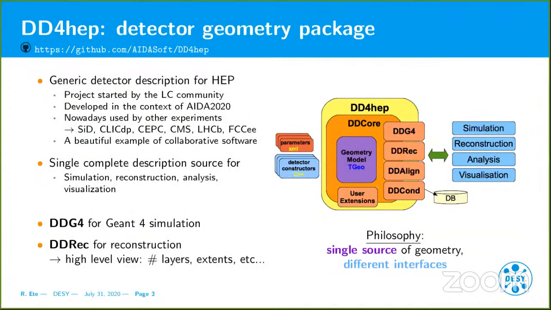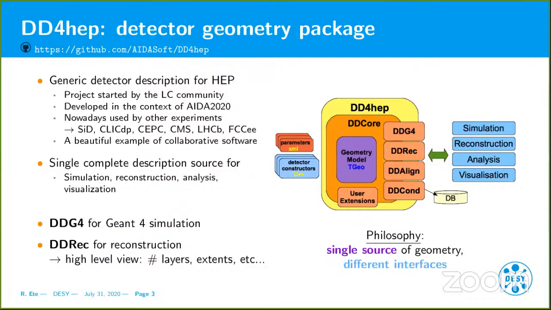Starting with DD4hep, that's the detector geometry package. You have the GitHub link there. It's a generic detector description for HEP. It's a project that was started in the context of AIDA 2020 and mainly steered by the linear collider community at the beginning. Then different experiments started to use it, and now it's developed mainly by LHC people, if I'm correct, and still a bit in the context of AIDA, and will continue in the next AIDA project. It's used by plenty of experiments, and more experiments are using it, developing on top of it and collaborating with us.